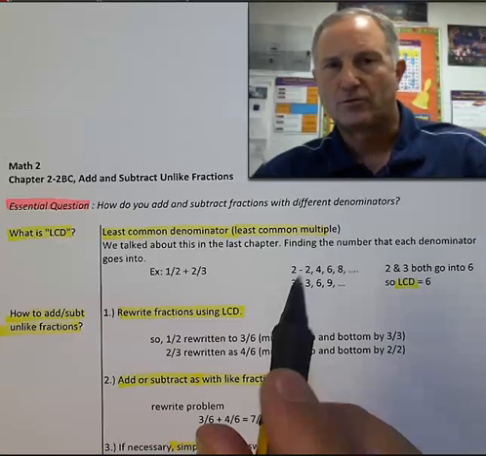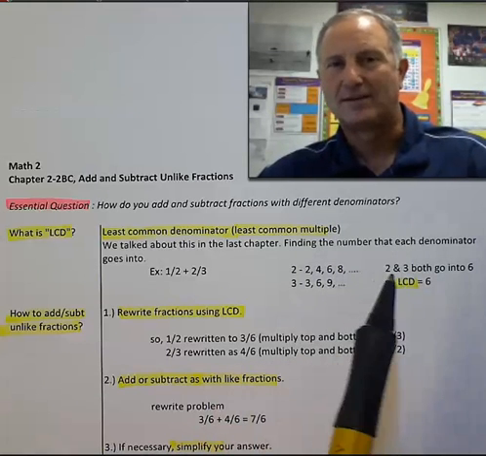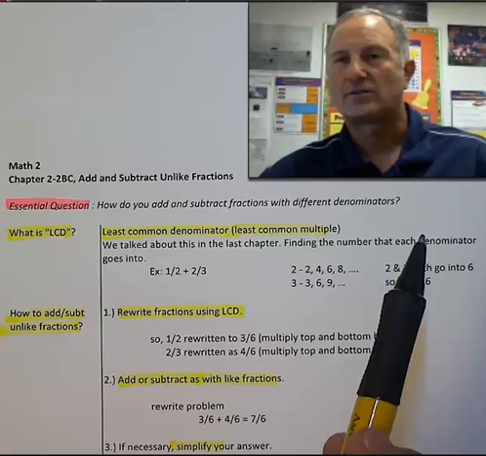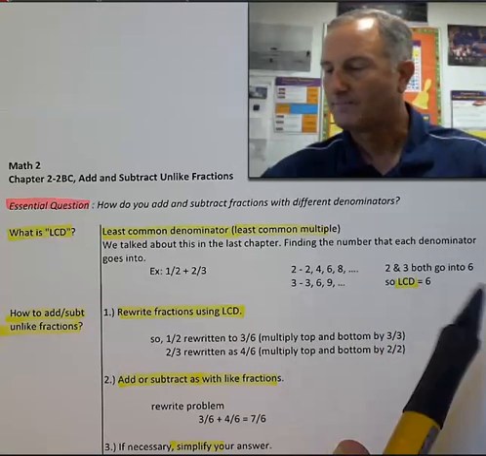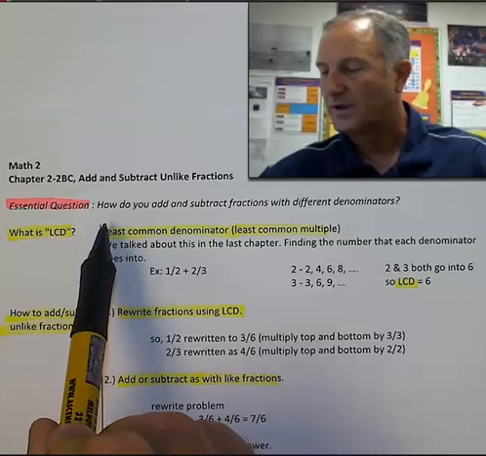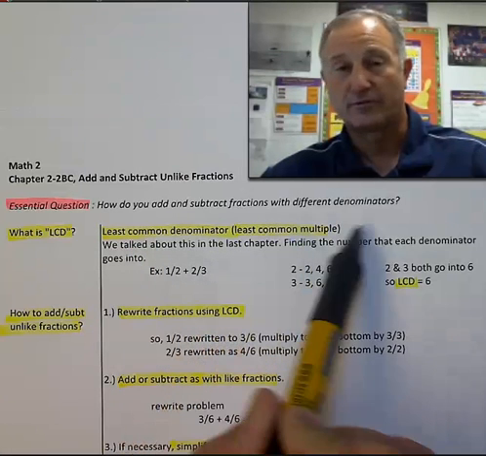All right, chapter 2, section 2, BC. We've added and subtracted fractions with a like denominator. Now we're going to do it with unlike denominators. Our essential question here is, how do you add and subtract fractions with different denominators?